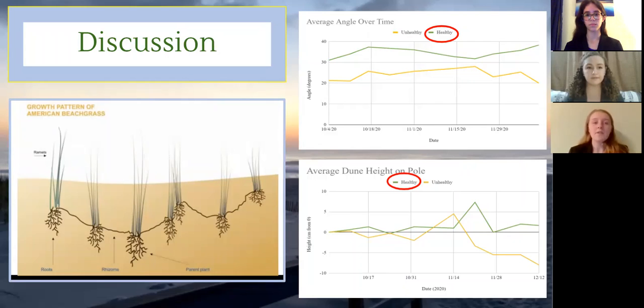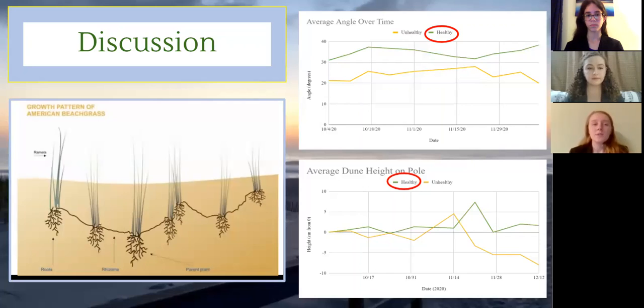On November 27th, both healthy and unhealthy dunes decreased in height. Unhealthy dunes decreased drastically, while healthy dunes had a less severe height decrease. Overall, healthy dunes were more stable and less susceptible to decreasing heights. There was a significant difference between the increment changes for healthy and unhealthy dunes. However, unhealthy dunes have more drastic increment changes than the healthy dunes.